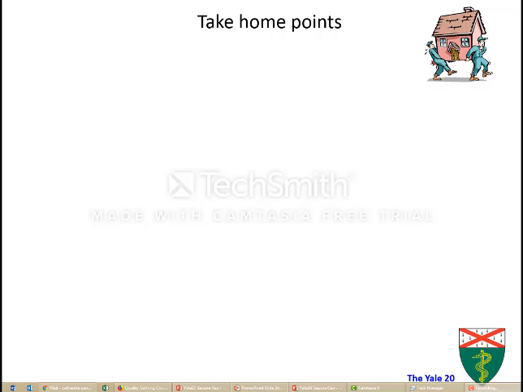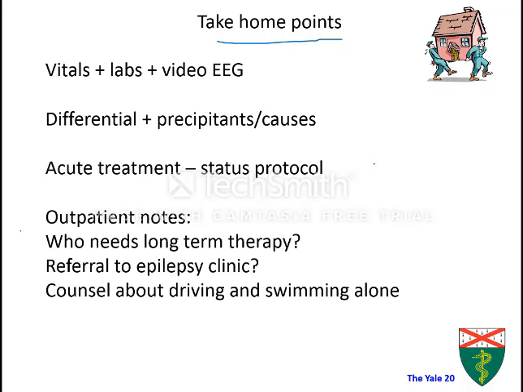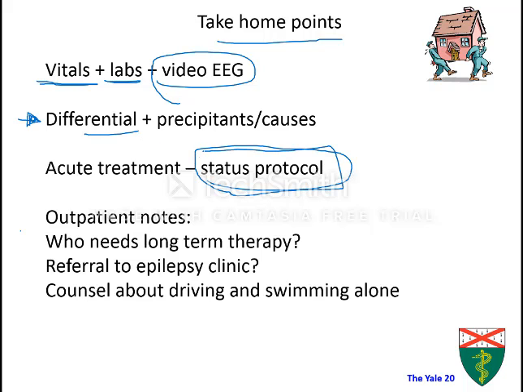All right, so finally wrapping up, let's talk about some take-home points. This is a very, very brief dip into the ocean of seizure, but the mainly important things I want to emphasize are vitals, labs, and EEG. We have a differential of things that could cause it and things that can mimic seizure. We have the status protocol for things you can do in the acute setting, but let's be honest, you're probably going to ask for help from the neuro consult team at this point.